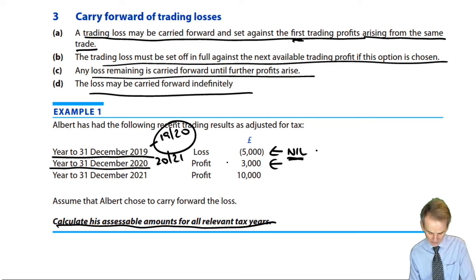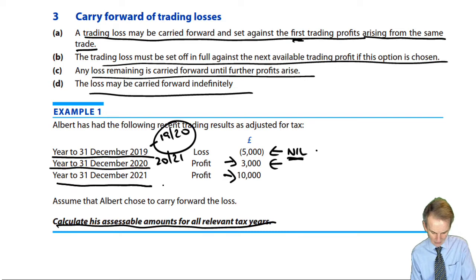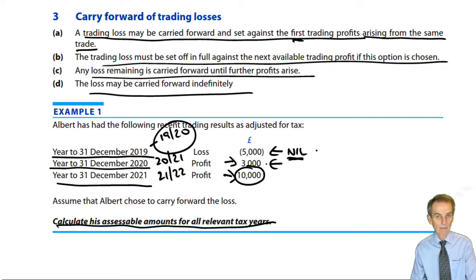That 5,000 would go against all of that 3,000, and that would therefore take out all of the 3,000. That would use 3 out of the 5, leaving you 2,000 to go forward again against the profit of the year to December 21, assessable of course there in 21-22. We've used 3 of the 5,000. That means we've got 2,000 left, and that 2,000 would go against that £10,000 there.